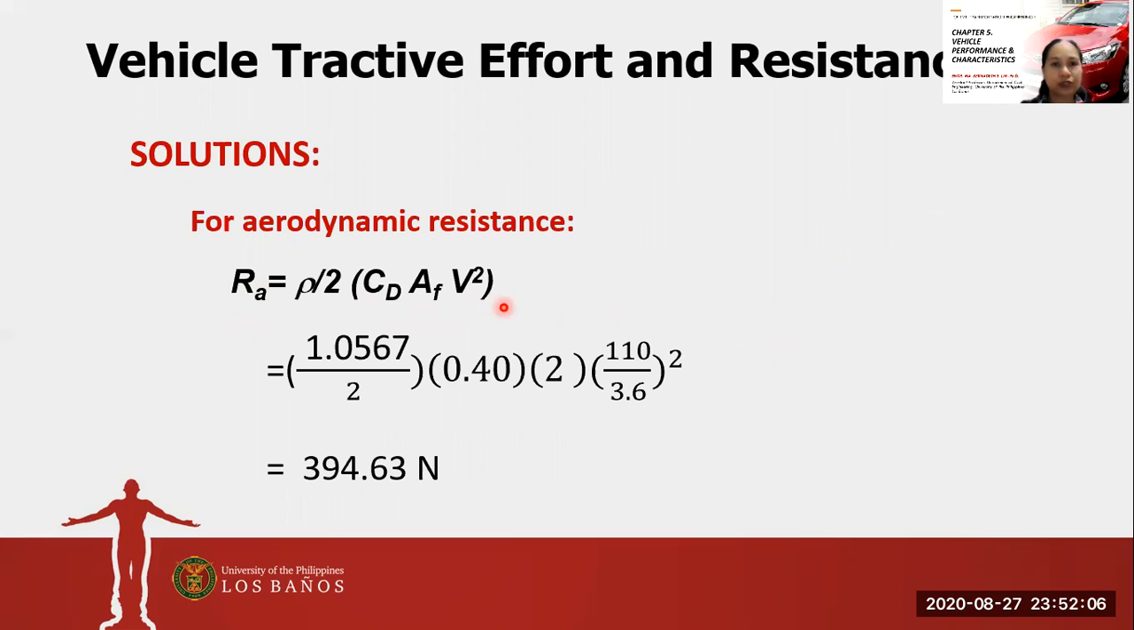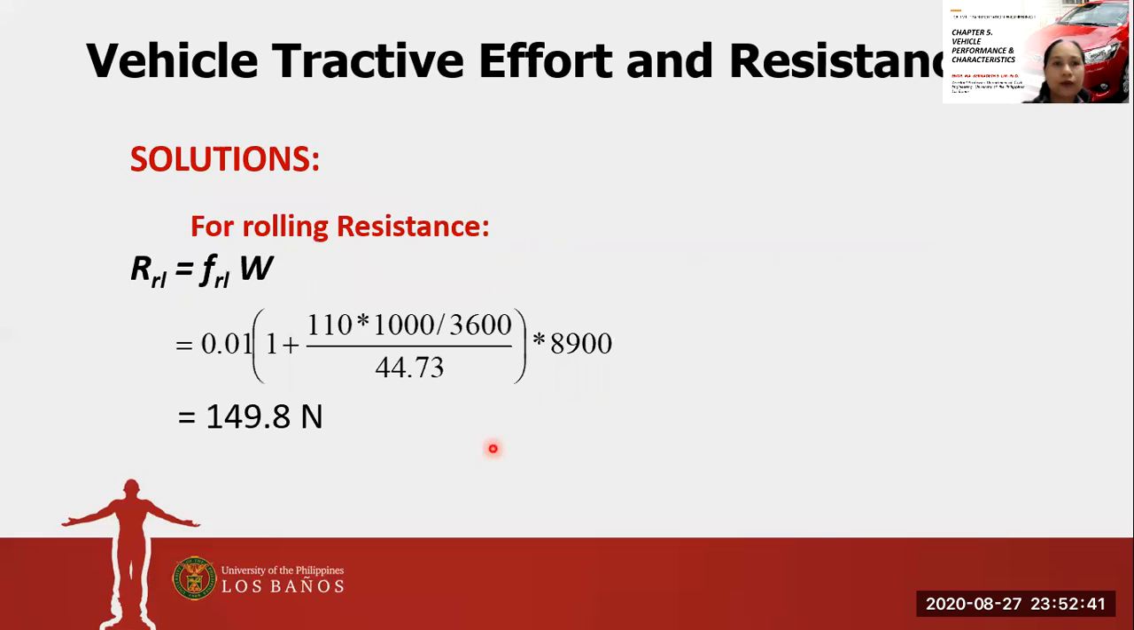So we just substitute the information of rho, and then the drag coefficient is 0.4, the frontal area is 2, and then the speed is 110 kilometers per hour. We divide it by 3.6. That is to convert it to meter per second. Okay, so calculating this, we can get Ra is equal to 394.63 newtons.